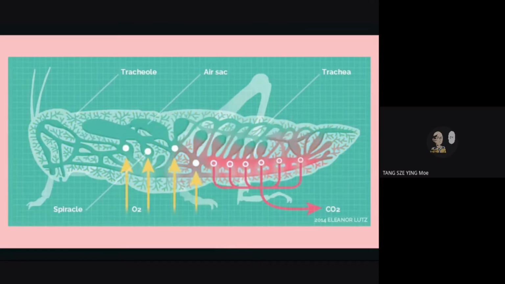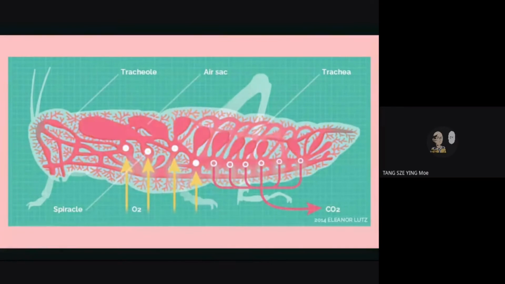This is the process of the breathing mechanism of insects. When inhaling, air enters the spiracle, and when exhaling, the carbon dioxide comes out from the spiracle.